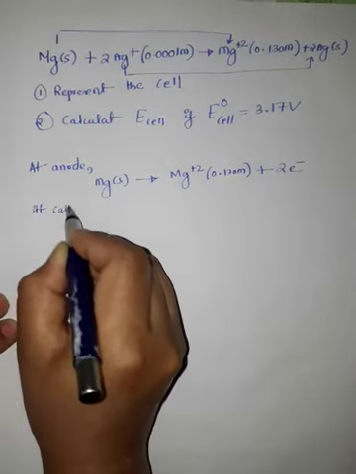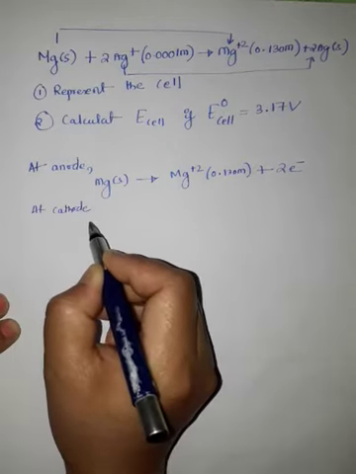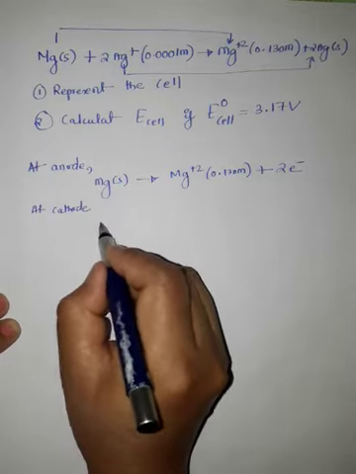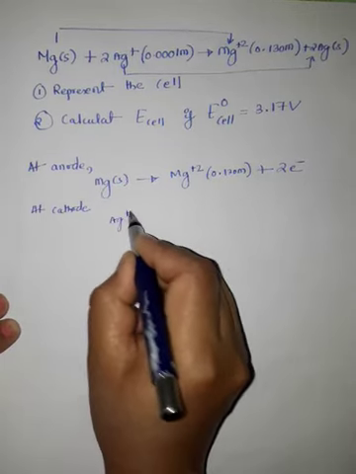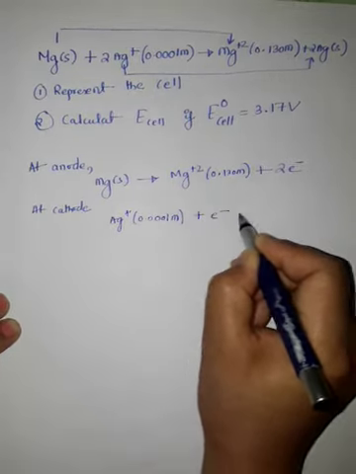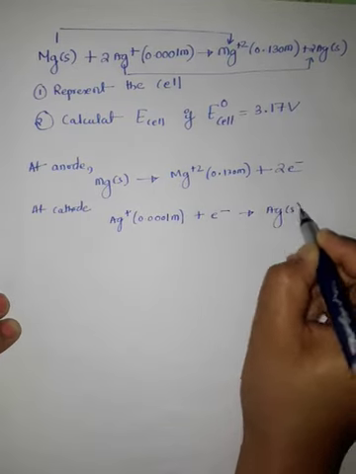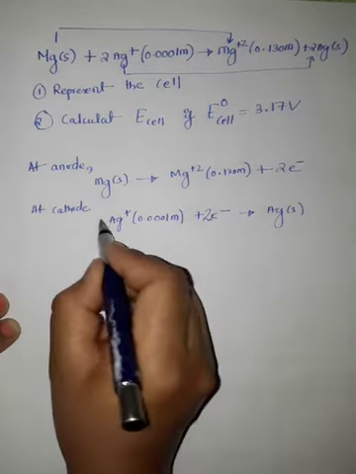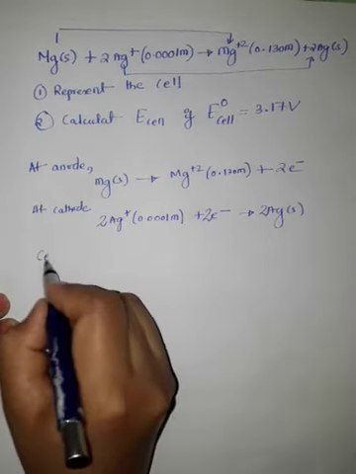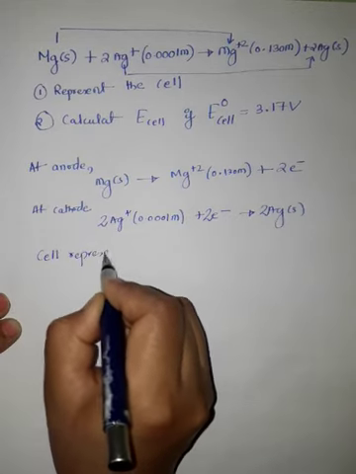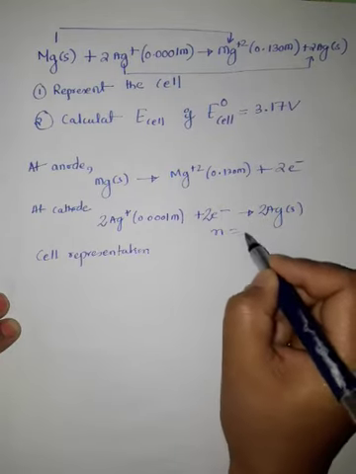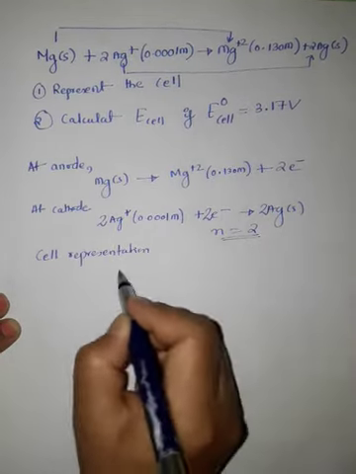At the cathode, what is the reaction taking place? Here Ag plus, concentration 0.0001 molar, got reduced after gaining 1 electron to Ag. Now 2 electrons are lost above, so it needs to gain 2 electrons. So this is the reaction taking place at the cathode. Now, what is the cell representation? Here n is equal to the number of moles of electrons exchanged, 2. Remember this, note this down.